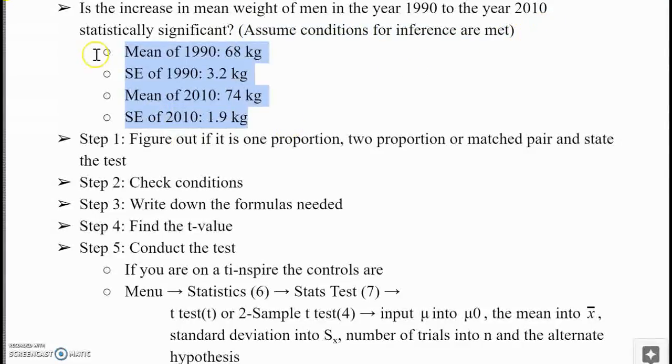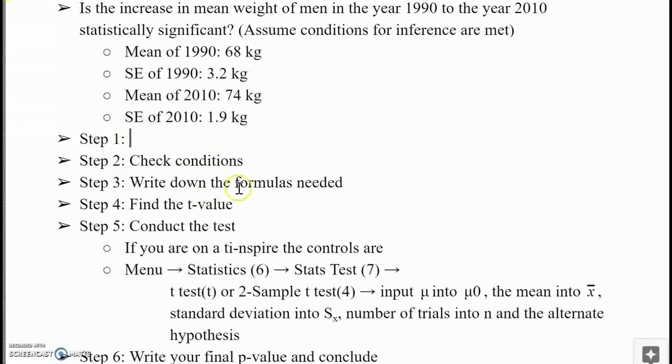And this is what they gave us. The mean weight in 1990 was 68 kilograms with a standard deviation or standard error of 3.2. And in 2010 it was 74 with a standard error of 1.9. Now, given what they told us, we need to figure out what sort of test it is. They said the increase in mean weight of men from the year 1990 to the year 2010, so we know that there are two means involved. So it's a two mean t-test.